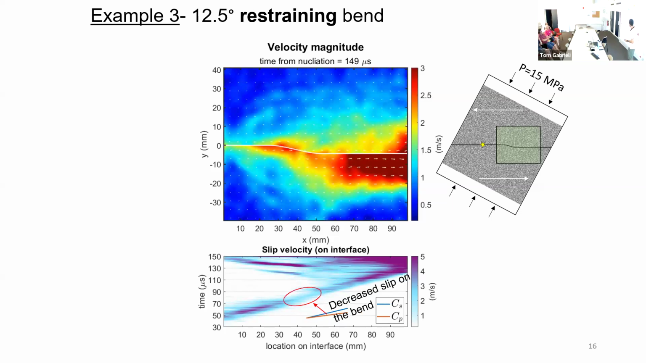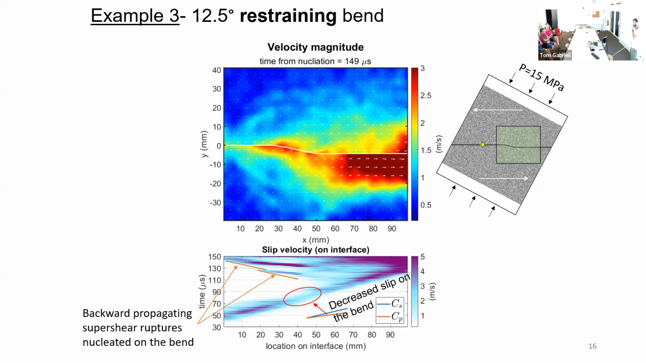So we can see here how the band caused the decrease in the slip velocity, but after the rupture passed it, we got these backward propagating supershear ruptures that nucleated around the area of the band. And actually, these backward propagating supershear ruptures are a phenomenon that has recently been shown in real earthquakes. And we can see here it occurs naturally on these bands. We didn't expect it, and it still occurred.